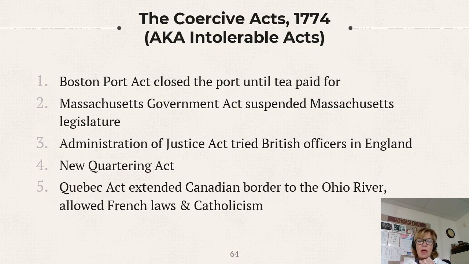Another thing is the Justice Act, right, where they said that British officials were going to be tried in England, not here in America. There's going to be a whole new Quartering Act, and then one that the book puts separate. It's the Quebec Act. The colonists didn't like this because it extended the border of Canada all the way down to the Ohio River. Not only that, it made Catholicism legal, and it ruled over the Canadians, where the Canadians didn't really have self-government.